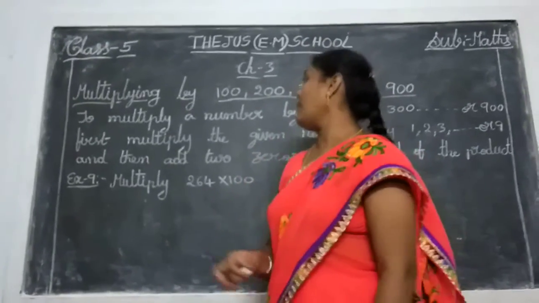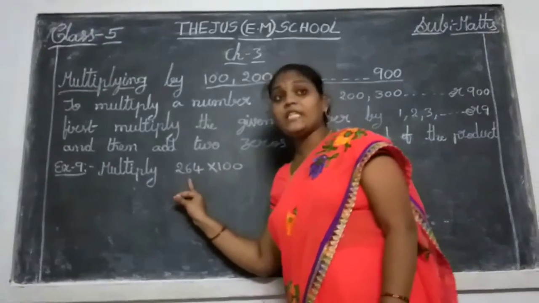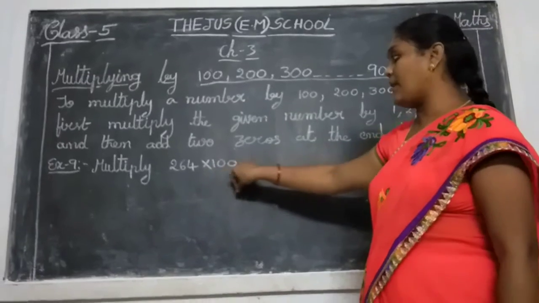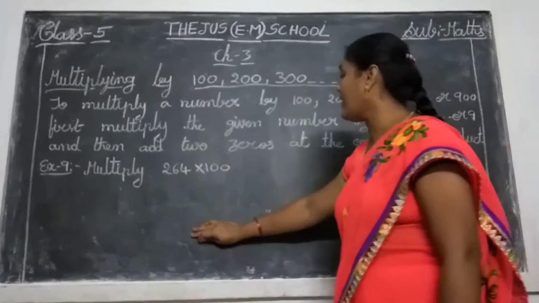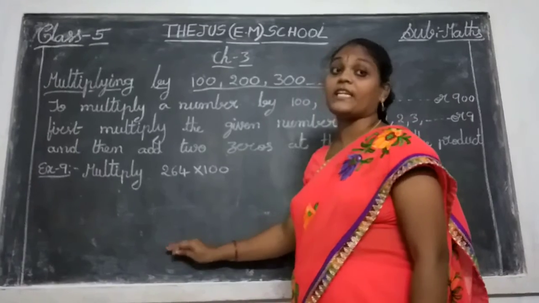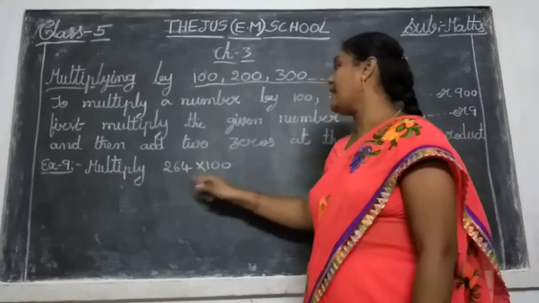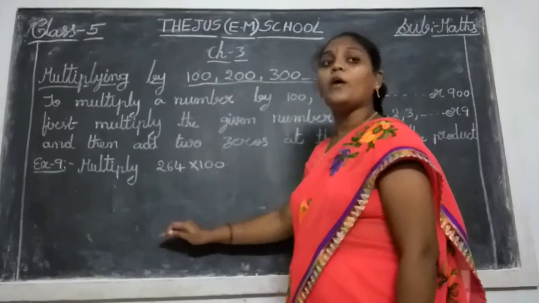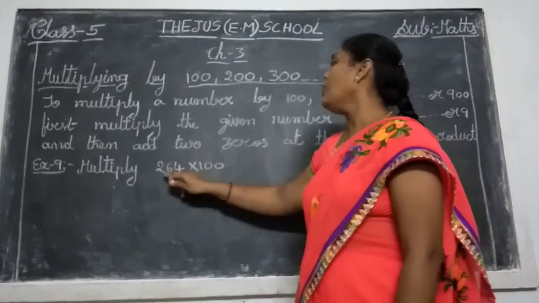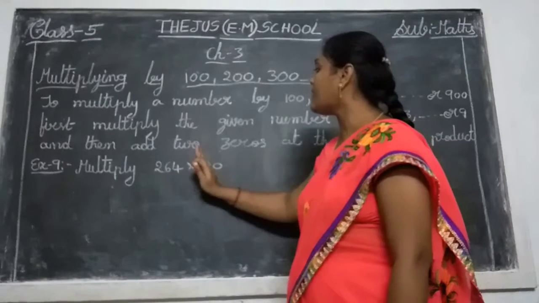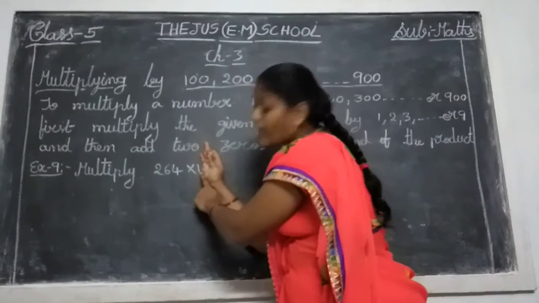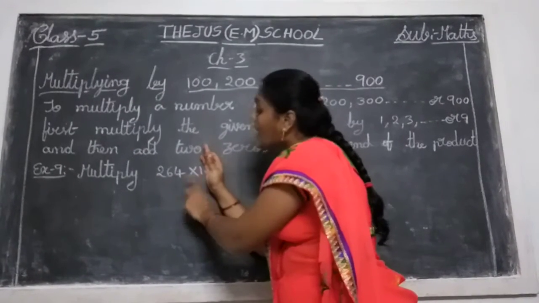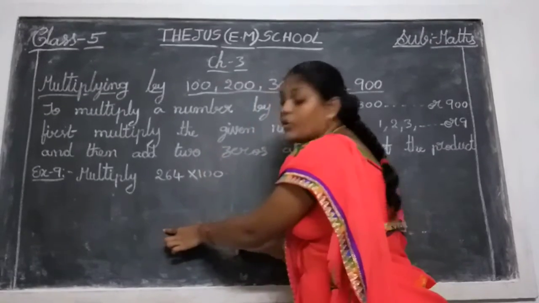So now we multiply the given number with 1 or 2 or 3 and so on. Okay. After you get the answer, that is called the product. When we multiply any two numbers, the answer is called the product. Okay children. Now you multiply the given number without zeros, with 1 or 2 or 3 and so on up to 9. So you multiply with the numbers first, and after you get the answer, at the end you put two zeros.